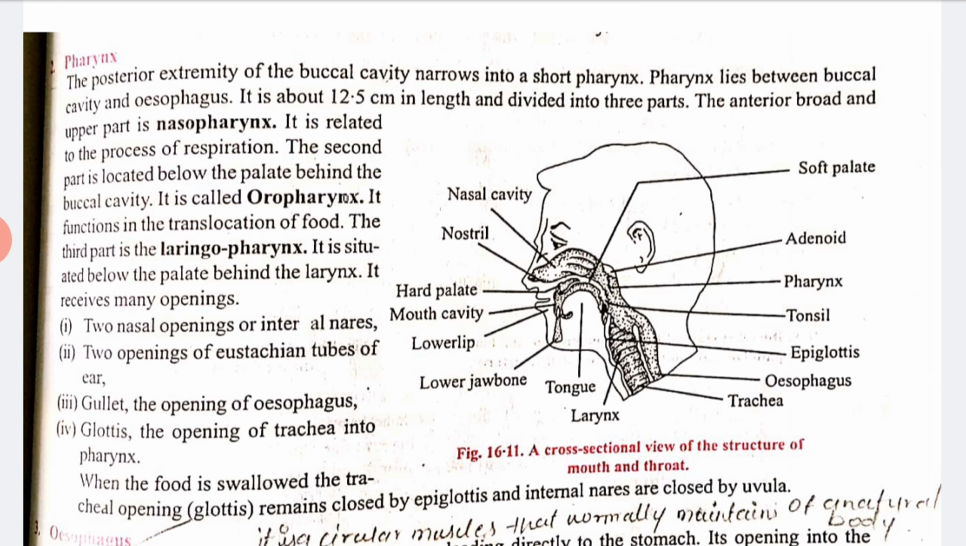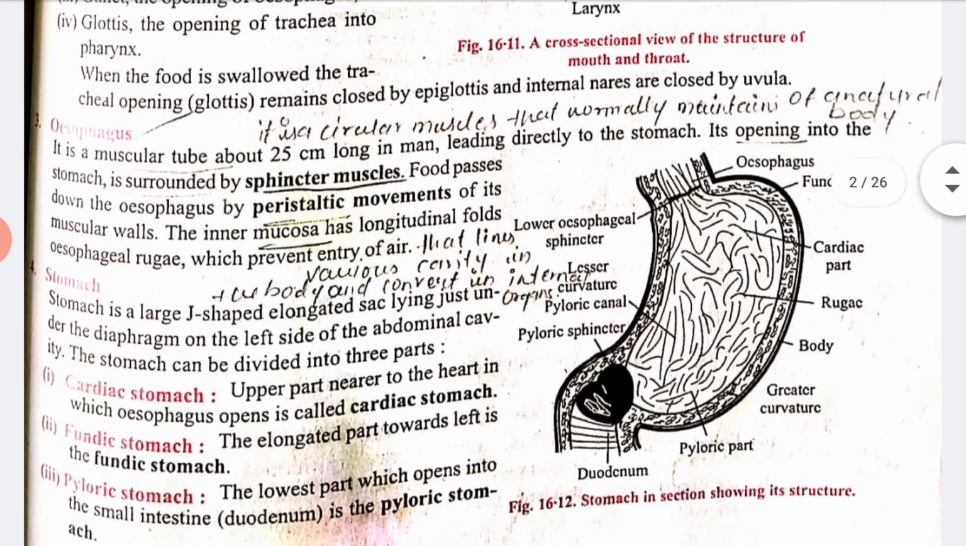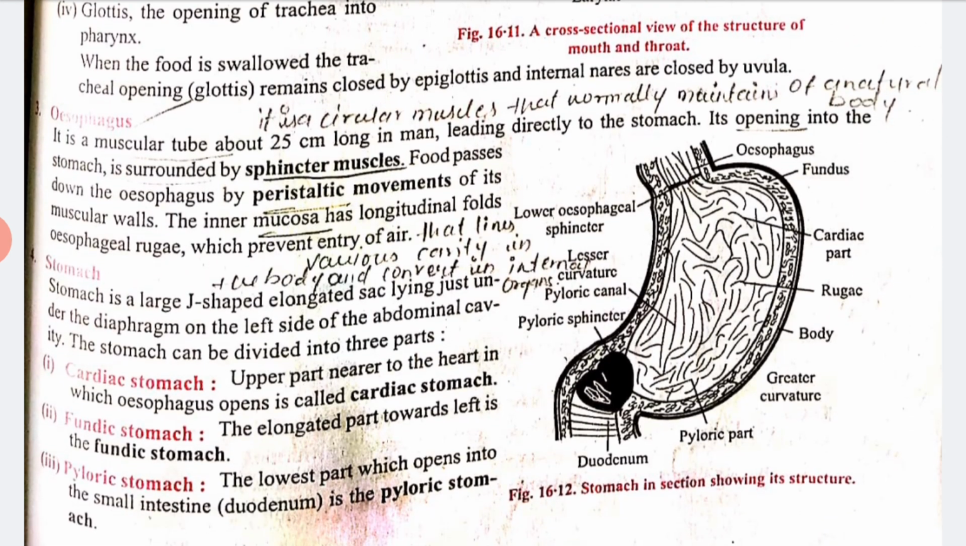When food is swallowed, the tracheal opening, that is the glottis, remains closed by the epiglottis, and the internal nares are closed by the uvula. Clear? So here you can see in the pharynx there are many types of openings. Next we have the esophagus.